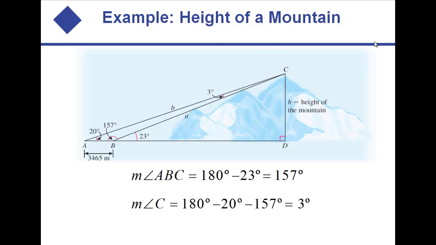First thing we should do, draw ourselves a picture. We started at point A, we had an angle measurement of 20 degrees. We moved 3,465 meters closer to the mountain, got a new angle measurement of 23, which gives us the angle of B is 157. And then, of course, using 180 as our total, we can solve for C as being 3. And now we have a triangle, right, that we can use the law of sines on. That triangle right there.